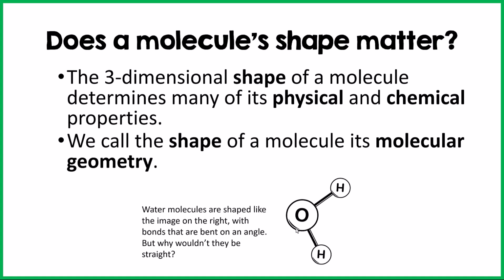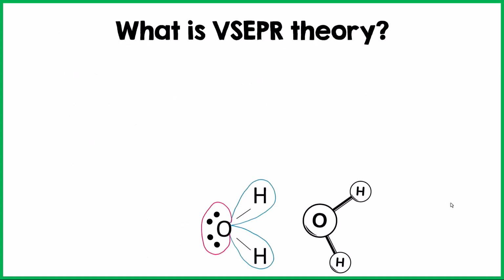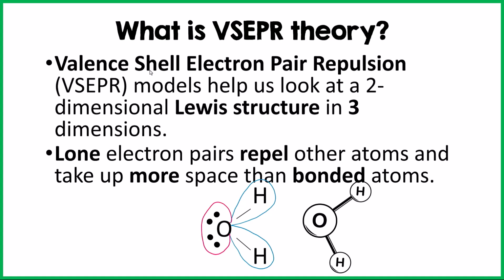So water molecules are shaped like the image on the right, with bonds that are bent on an angle. Maybe you've seen this in biology class. Why are these bonds on angles instead of straight? That's what we're going to get into next. What is VSEPR theory? This is an acronym which stands for valence shell electron pair repulsion. We use just the first letter of each of those words, and because you can't really pronounce VSEPR very easily, we call this VSEPR theory.